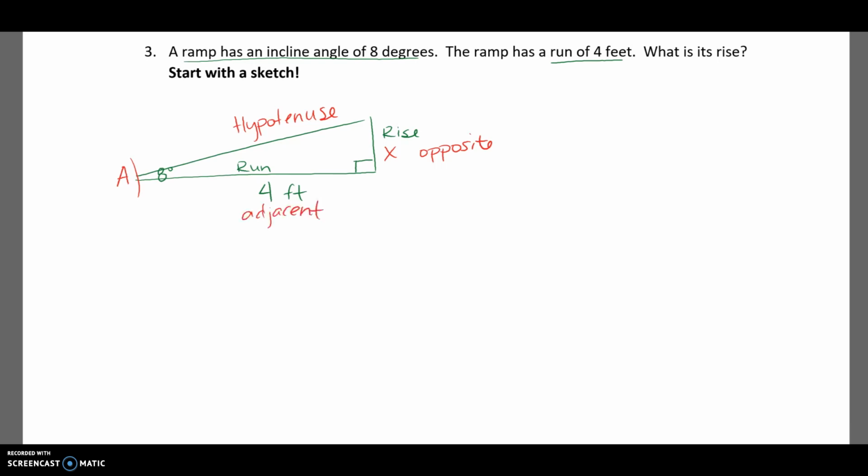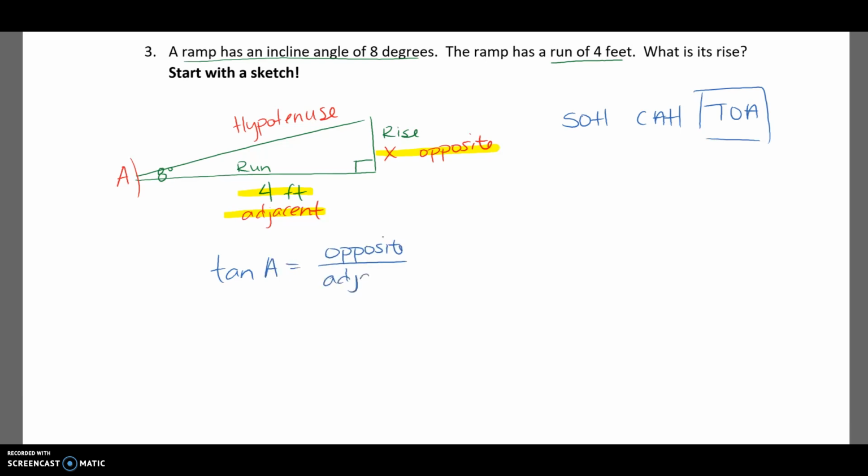Looking at what I know and what I'm trying to find out, I know the value for my adjacent side, and I want to find the opposite side. From my options for the trig ratios from SOHCAHTOA, the only option that has opposite and adjacent in it is the tan ratio, so that's the one I'll use. Tan of angle A is equal to the opposite side over the adjacent side. Subbing in the values, tan of 8 degrees is equal to the opposite side is x, the side I don't know, and the adjacent side is 4 feet.